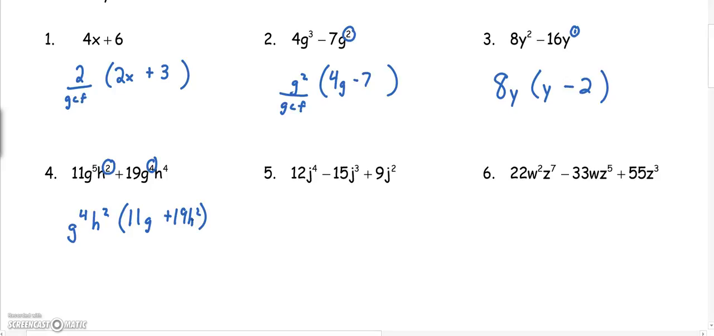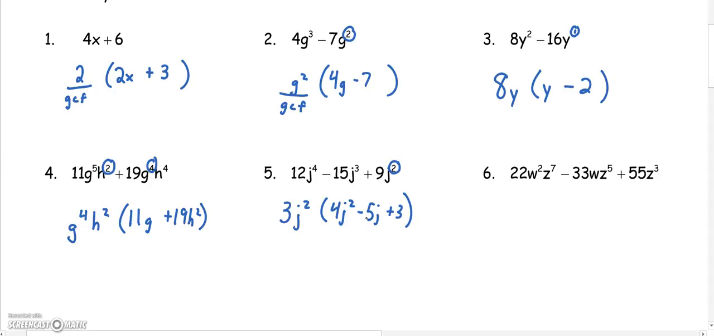In number 5, the greatest common factor between 12, 15, and 9 is 3. And then I look at my j's. My lowest j exponent's a 2. So j squared. So I'm going to divide my numbers. 12 divided by 3 is 4. Subtract my exponents, j to the second. Negative 15 divided by 3 is negative 5. 3 minus 2 gets me j. 9 divided by 3 is 3. And the exponents subtract to 0.